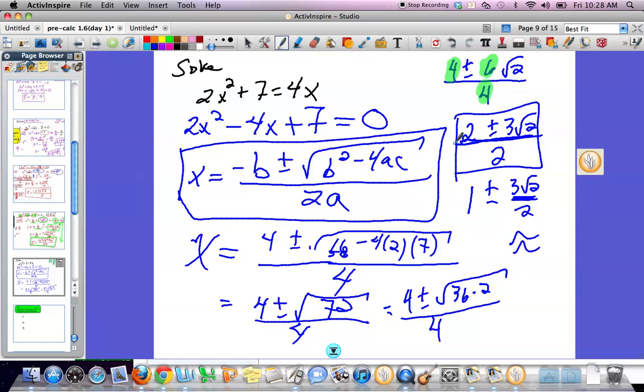Just some little simple mistakes that I've recognized that students make over the last 20 years. It's all divided by 2 here. Here, just part of it's divided by 2. Quadratic formula. We're good on that, huh? All right, let's move on.